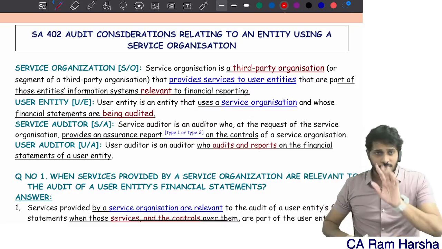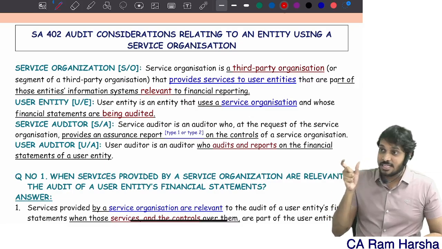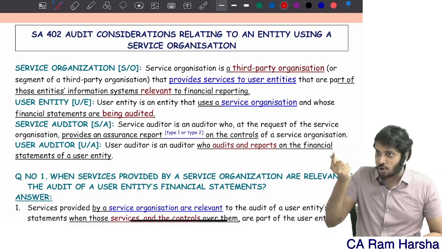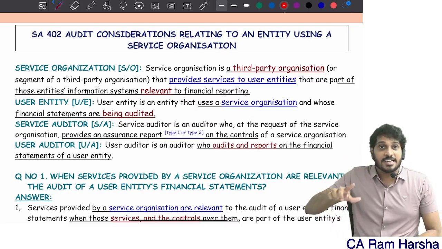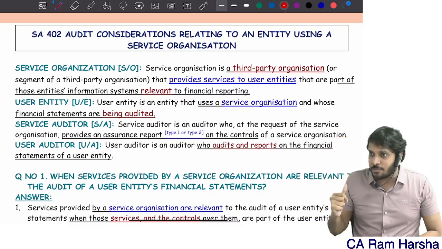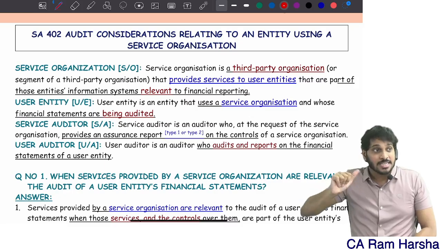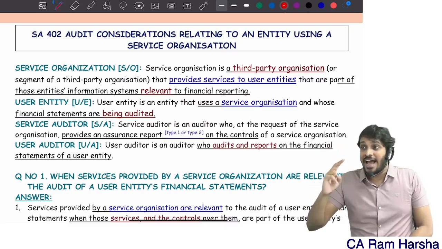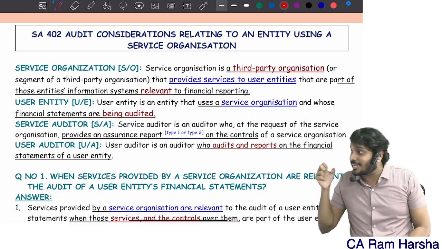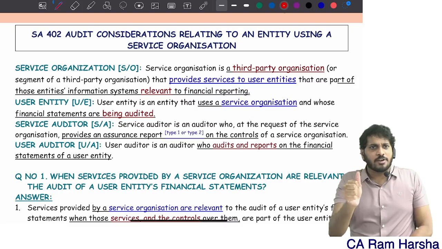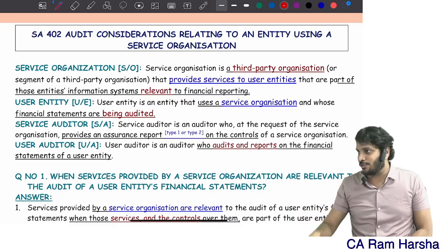Understood? Now suppose I also want to know whether the controls described in the document, whether the control objectives stated in the document, whether related controls implemented as per the document, are operating effectively or not. I also want to know. In such a case, the service auditor has to give a report as per the type 2 format. What is a type 1 report and what is a type 2 report is explained under 3402.